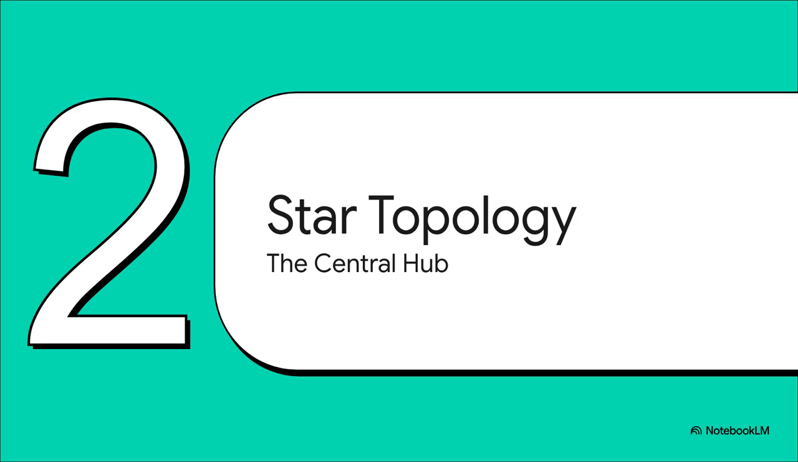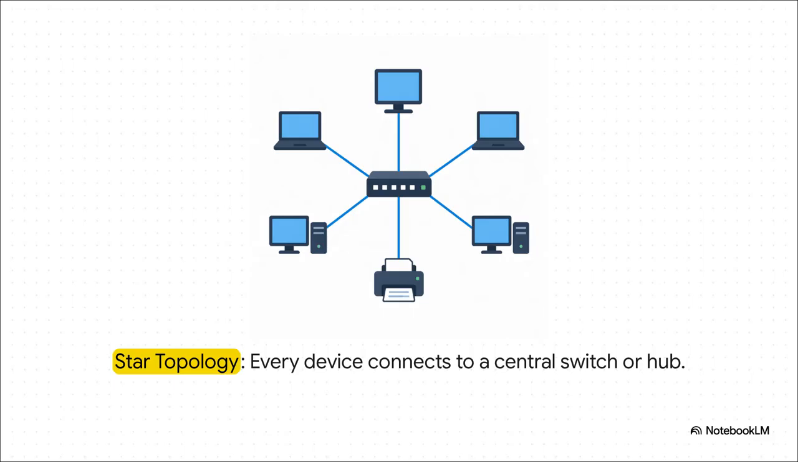Section 2, the star topology, the central hub. Now you can probably guess exactly why it gets its name. Every single device, whether that's your laptop, a desktop, or that printer in the corner, connects individually to a central switch or hub right in the middle. So when your computer wants to send a message, it doesn't just shoot it directly over to the printer. Nope, the message travels from the sender straight to that central device, which then acts like a traffic cop and directs it out to the right destination. It's literally like a bicycle wheel with all the spokes meeting right at the hub.